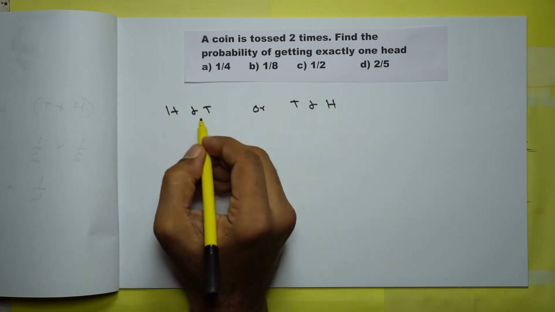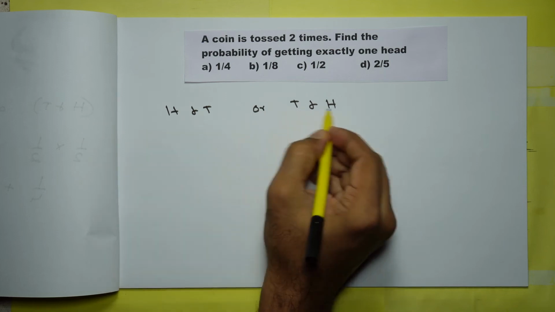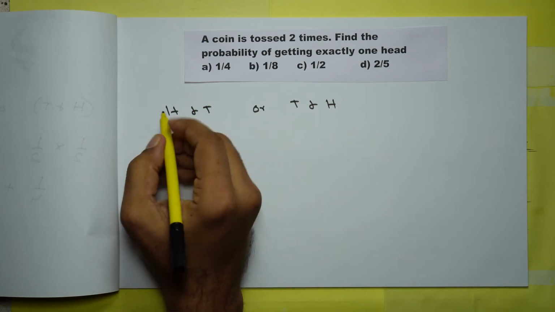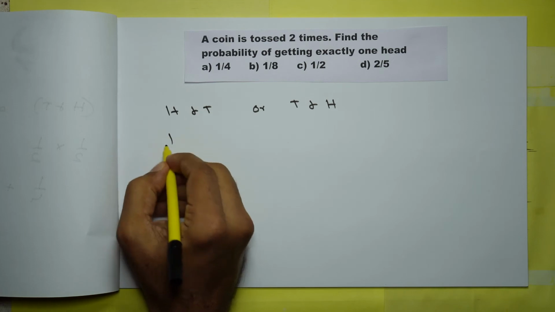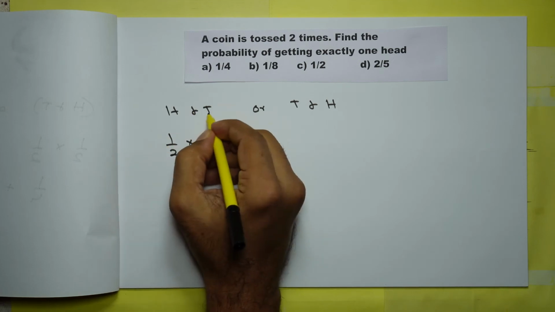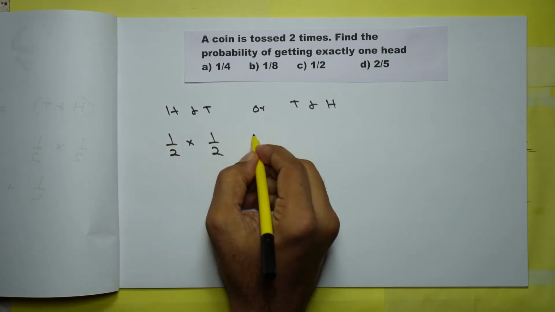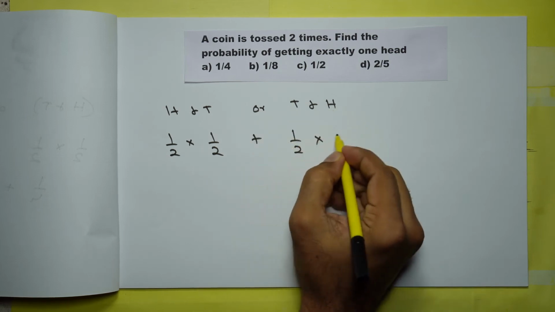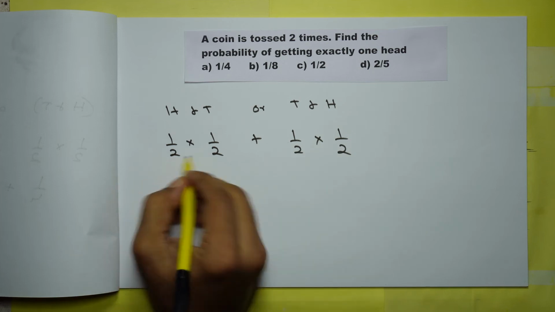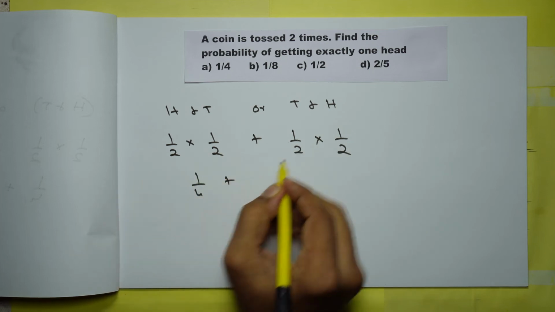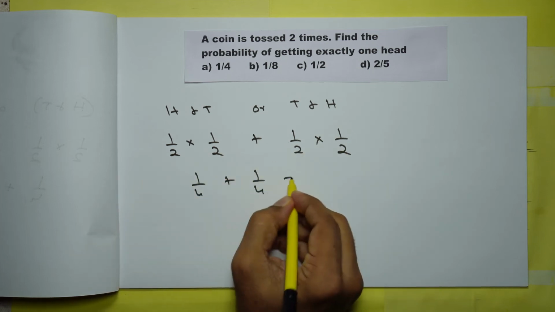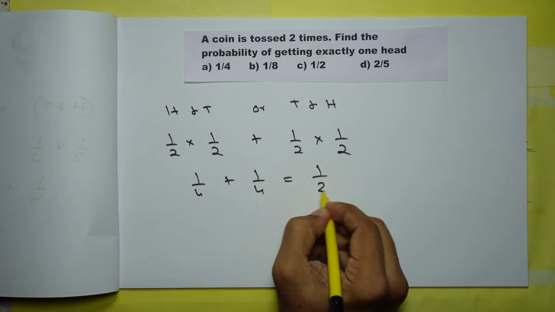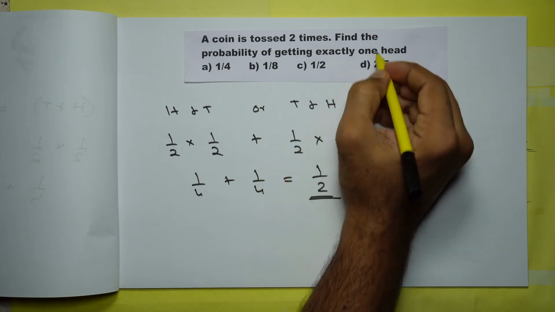So we'll find out the probability of this and then we'll add it up. So first one is a head, that is 1 by 2, and second one is a tail, that is 1 by 2. Or it can be first one is a tail, that is 1 by 2, and then it is a head, that is also 1 by 2. So 1 by 2 into 1 by 2, 1 by 4, plus 1 by 2 into 1 by 2, 1 by 4. 1 by 4 plus 1 by 4, you will get it as 1 by 2. So that is the probability of getting exactly one head.